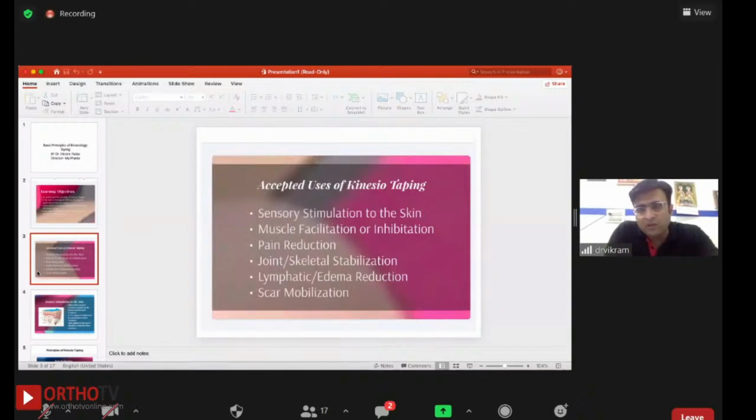Now, we mostly use it for sensory stimulation to the skin. They tell us it is a sensory stimulation, but a few studies say that other than sensory stimulation, it also helps in muscle facilitation, pain reduction by the pain gate theory, and skeletal and joint stabilization when we don't want the joint to move. Edema reduction, it is very good in edema reduction. Scar mobilization, it helps to an extent, but not to a very high extent.